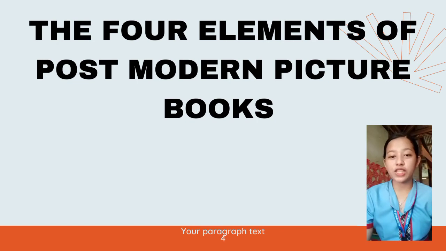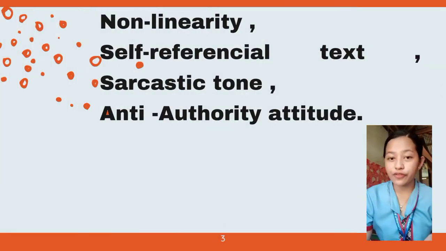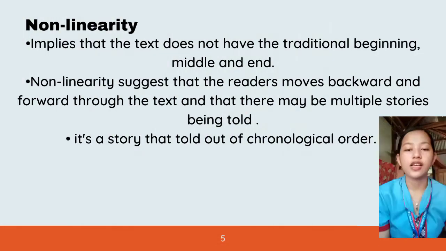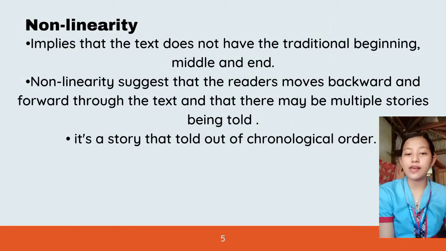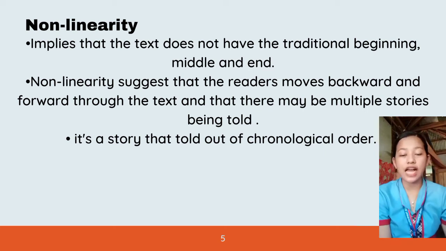To accomplish this task, authors and illustrators of postmodern picture books use four elements in creating these stories. The four elements are non-linearity, self-referential text, sarcastic tone, and the last would be the anti-authority attitude. So let's begin with the first element of postmodern picture books, which is non-linearity. Non-linearity implies that the text does not have a traditional beginning, middle, and end.